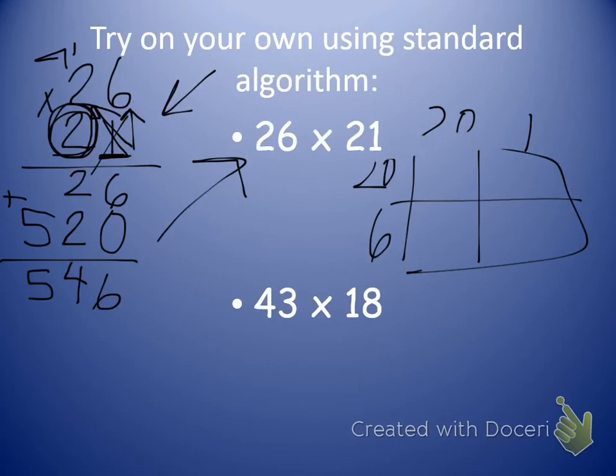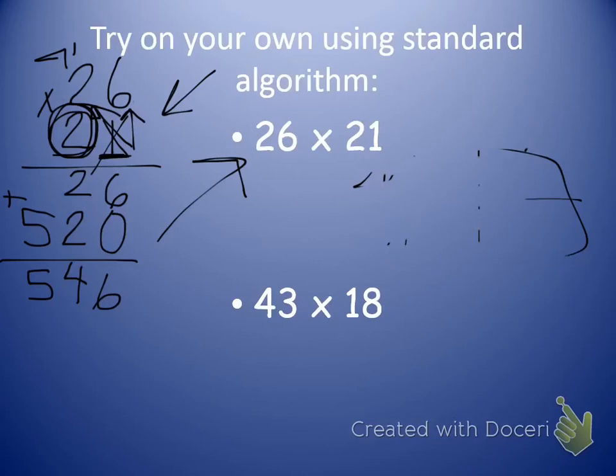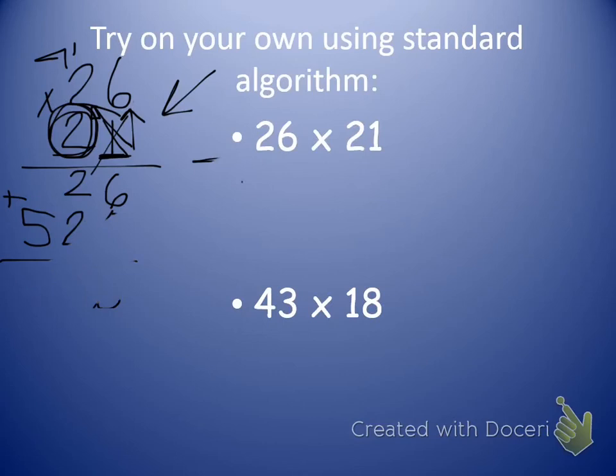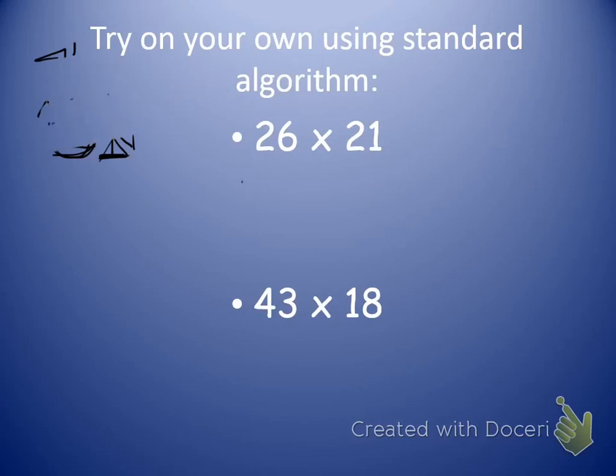Go ahead and write down the next one of 43 times 18 using standard algorithm. Remember, we learn lots of different ways to solve them, but whenever it specifically asks you to use a certain algorithm, you must be ready to use it. 43 times 18 using standard algorithm. Go ahead and start it on your own and check with mine.